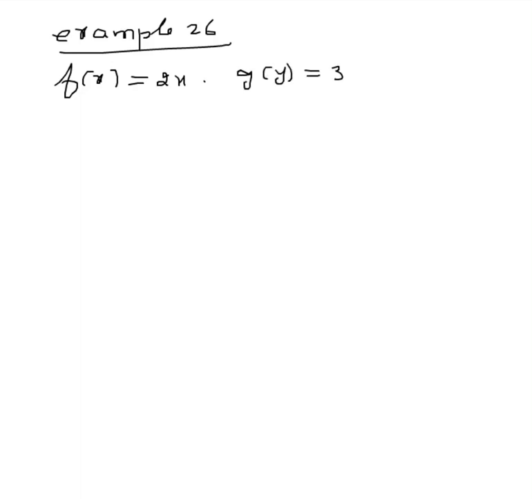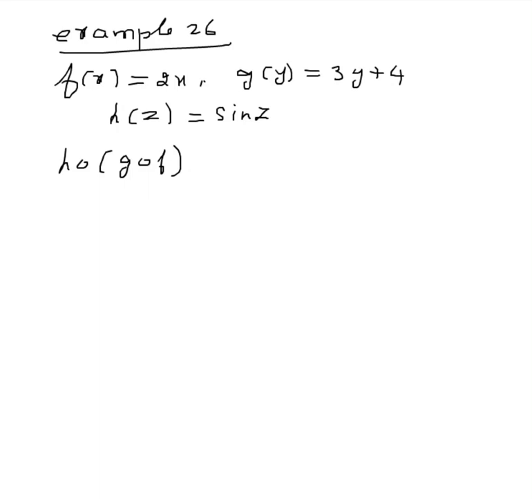Let's do example 26. Here 3 functions are defined. F from N to N, g is also from N to N, h is from N to R. Defined as f of x is 2x, g of y function is 3y plus 4, and h of z function is sin z. For all x, y, z in N, show that h composite g composite f is equal to h composite g composite f.